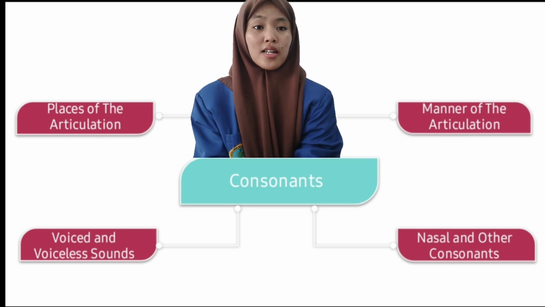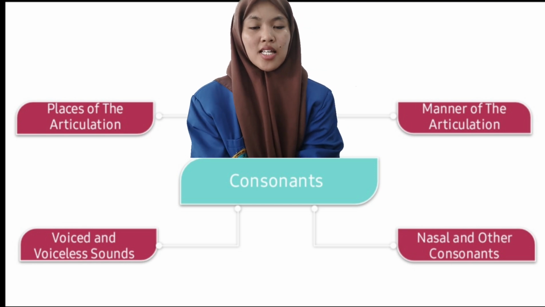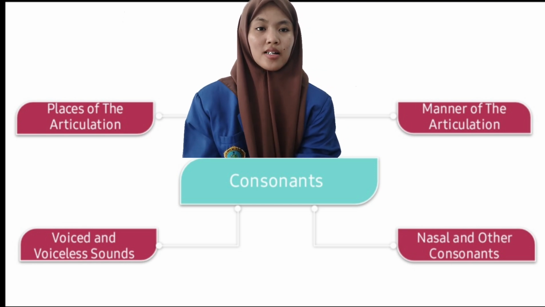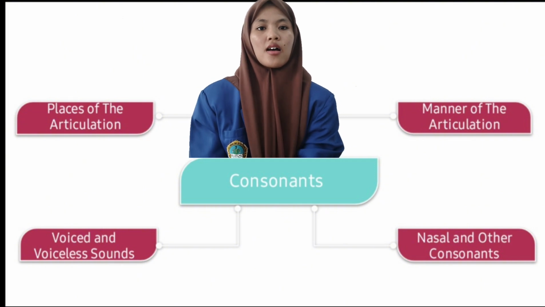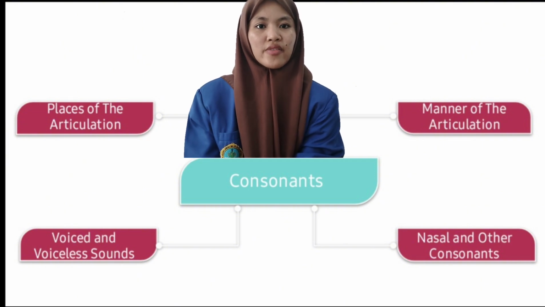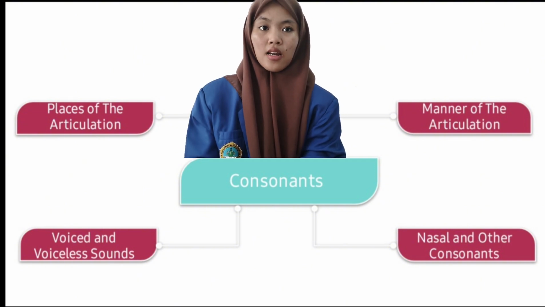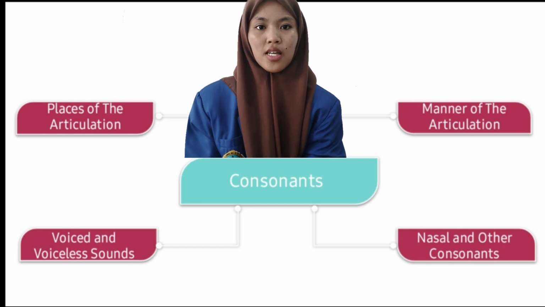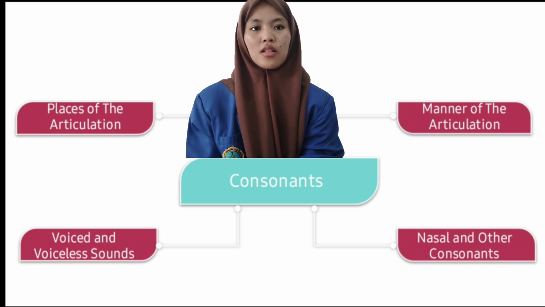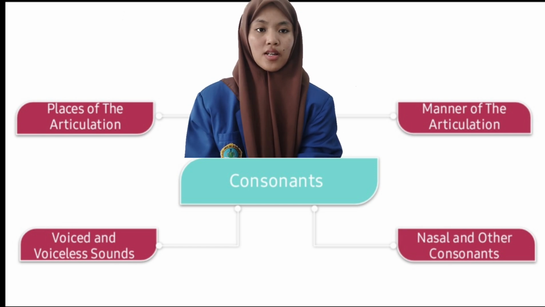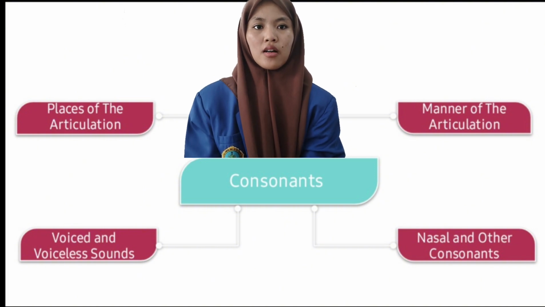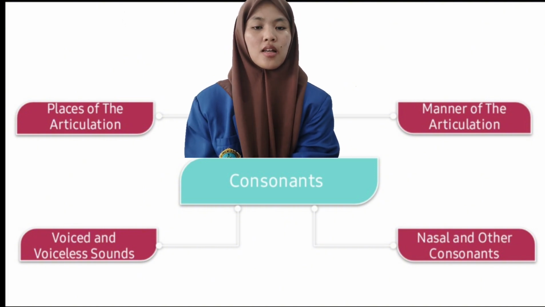Okay, let's move to the detailed explanation. The first is places of articulation. Apart from the position of the vocal cords, sounds can also be distinguished as to where in the oral cavity they are articulated. It means where in the mouth there is most obstruction when they are pronounced.